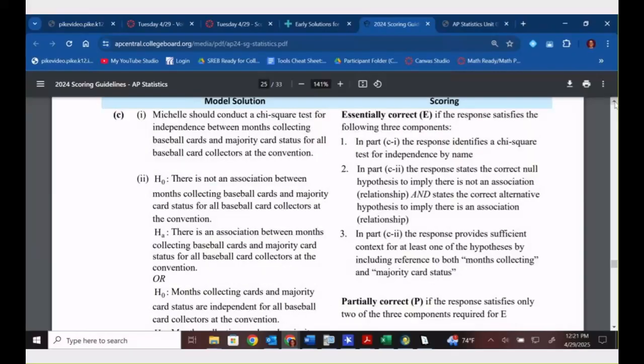Three components here in part C. In part CI, the response identifies a chi-square test for independence by name. You can also call it a chi-square test for association. That would be another name that is fine to use here.